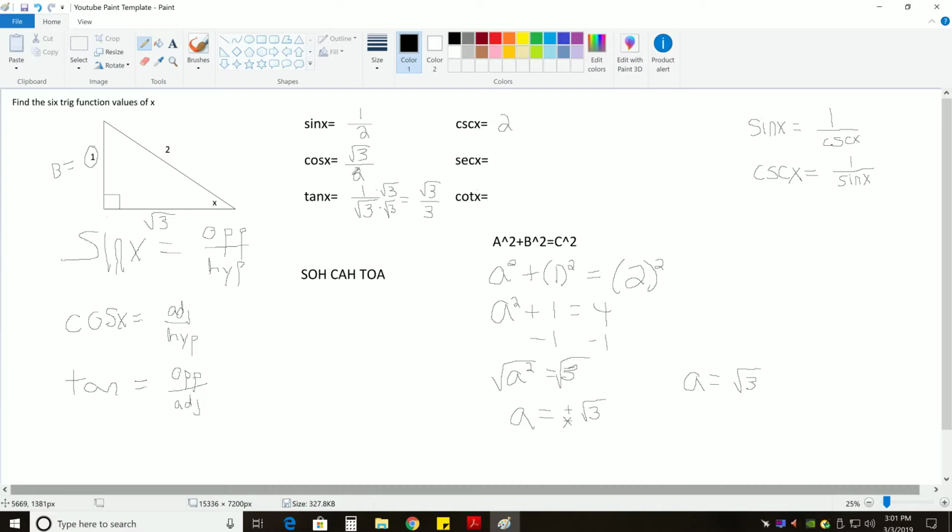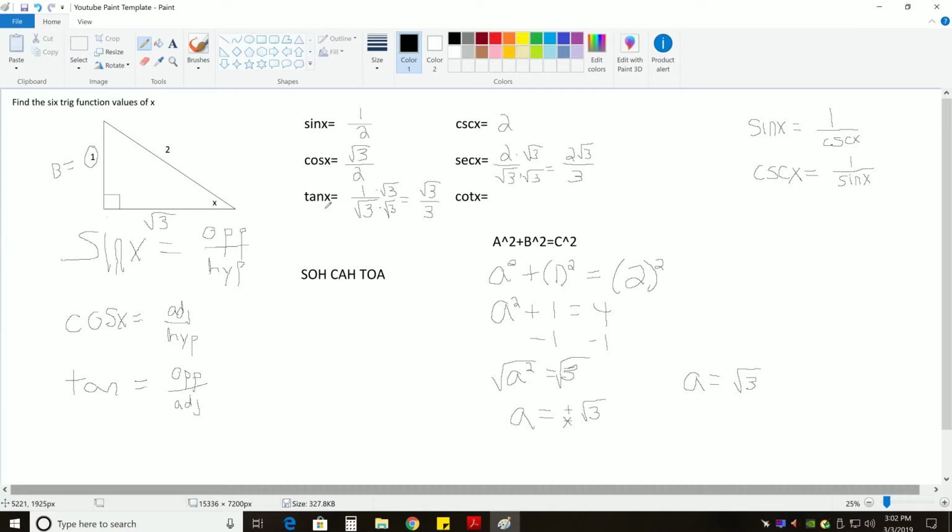Now let's do the same thing for cosine of x. The reciprocal of cosine of x is secant x, so we're going to flip it over to get 2 over the square root of 3. And if we multiply the top and bottom by the square root of 3 to rationalize it, we'll get 2 square root 3 over 3 as our value for secant x.